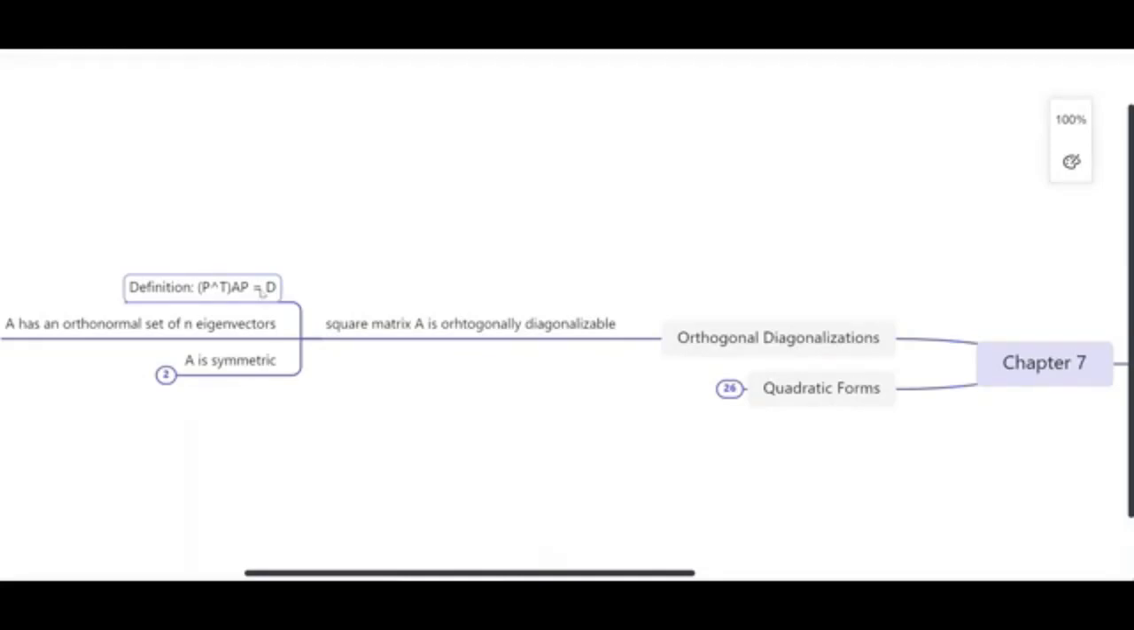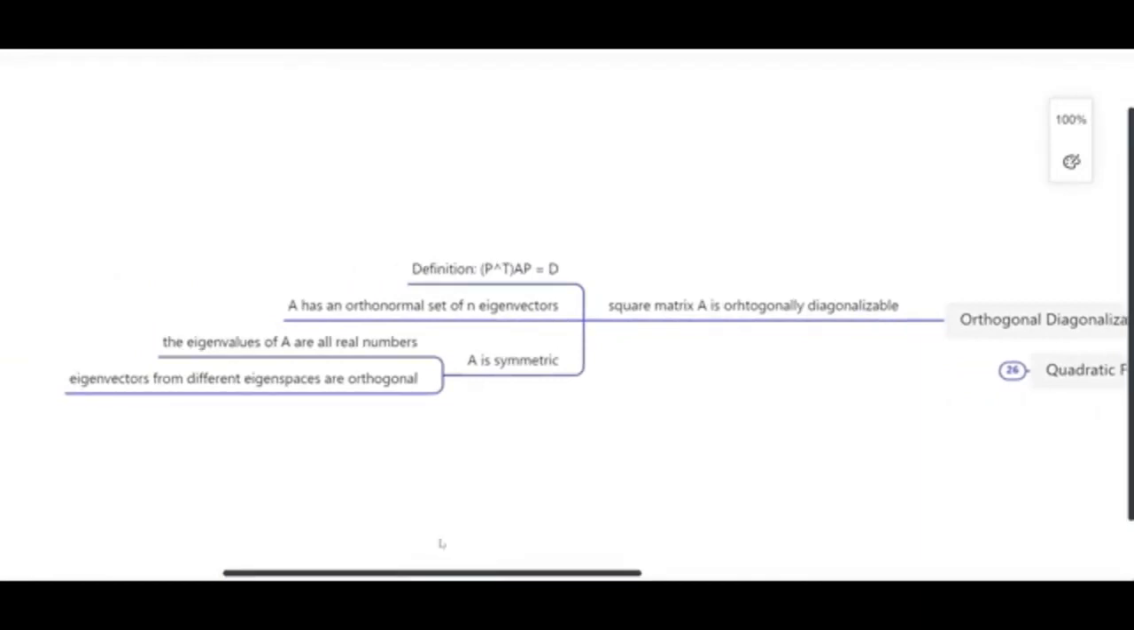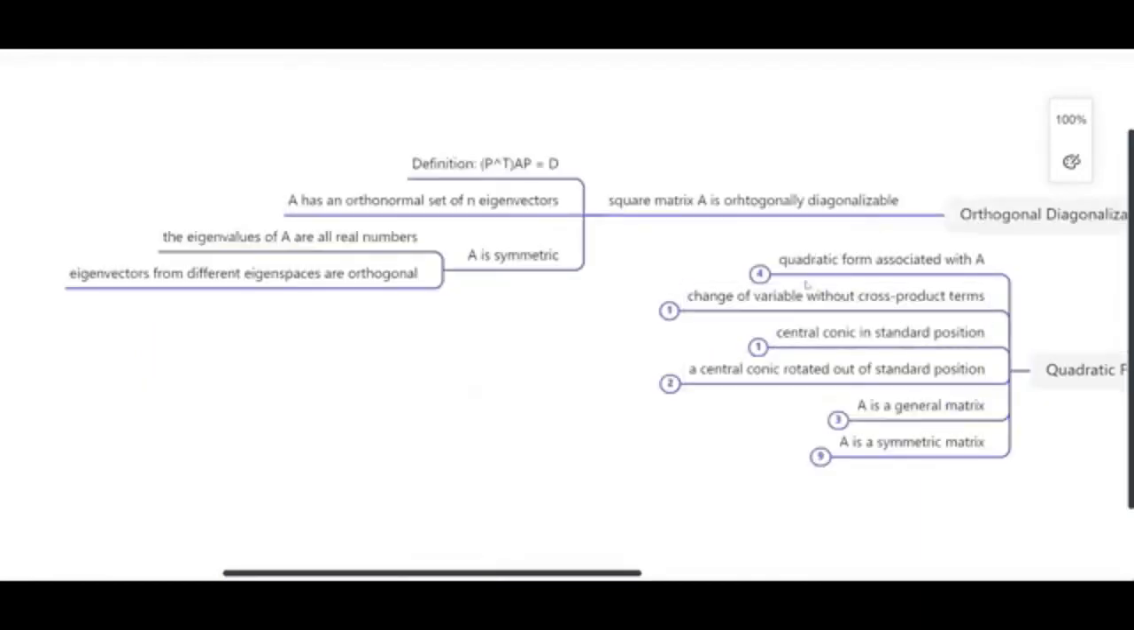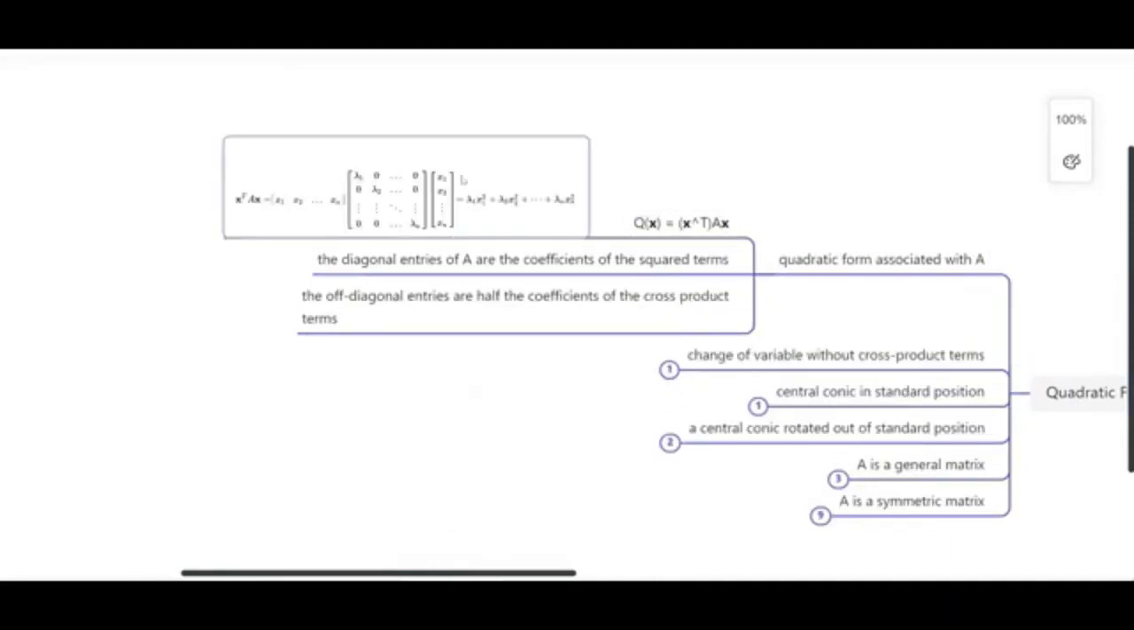If a matrix is orthogonally diagonalizable, these two statements are equivalent to it, and if A is symmetric matrix, we can get these two properties. Next is quadratic forms. This function is the quadratic form associated with A, and A is a symmetric square matrix. Lambda is the coefficient of the squared terms.